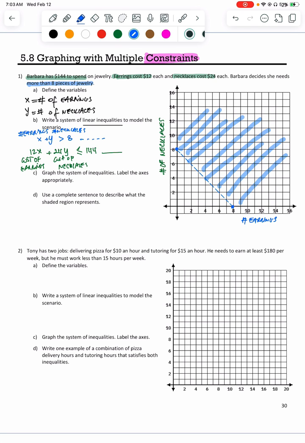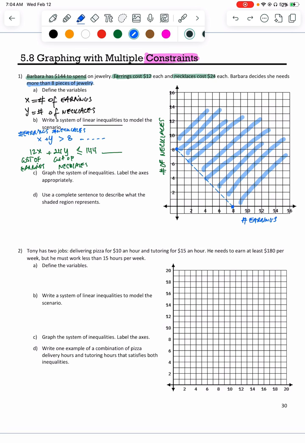And notice we're not going into the second, third, or fourth quadrant. The reason is that the number of earrings cannot be negative. So that is a constraint, a limitation. Unlike before, when we graphed without limitations, now we know we're only operating on the non-negative side of the number of earrings, and the non-negative side of what? The number of necklaces. So we're not utilizing quadrants 2, 3, and 4. This is part of the constraints, part of the restrictions.